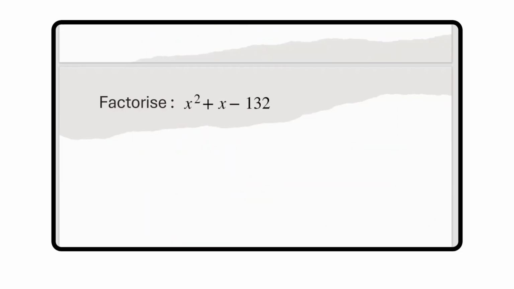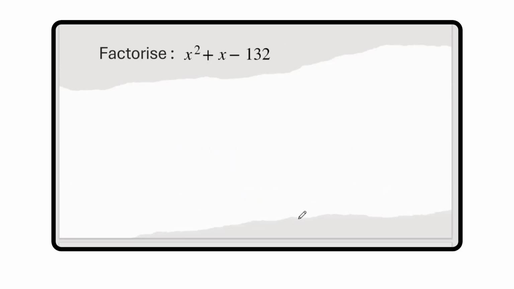Next. x square plus x minus 132. Now, the coefficient of x square is 1. When multiplied with minus 132, it will give us minus 132. Now, 132 should be split in such a way that you get plus x in the middle.